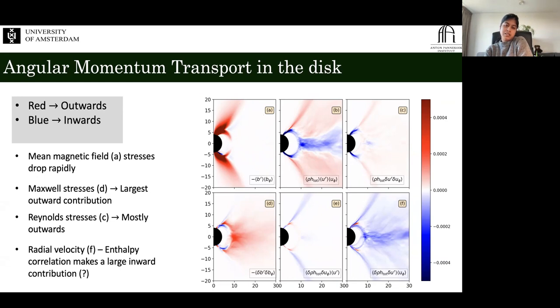So it's probably not the magnetic fields that are making all the difference here. There is something else that is in play.